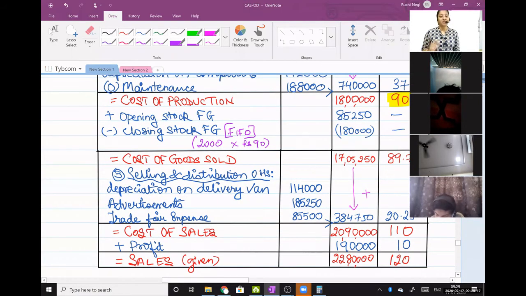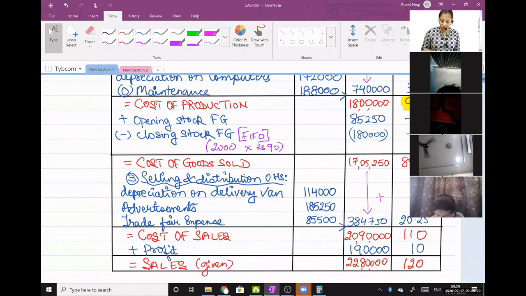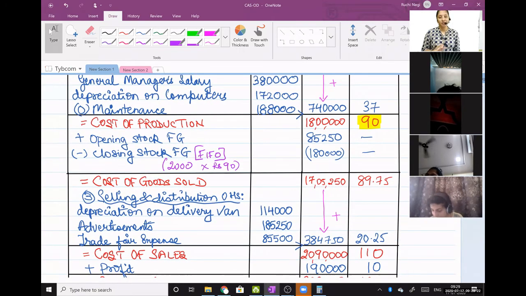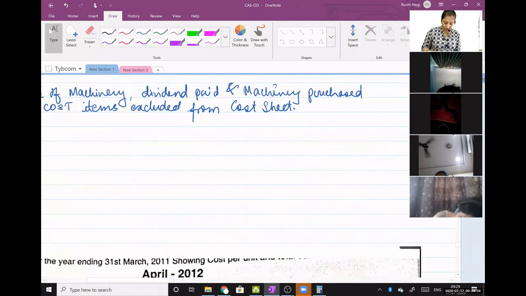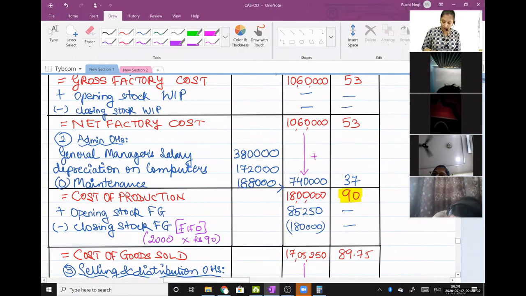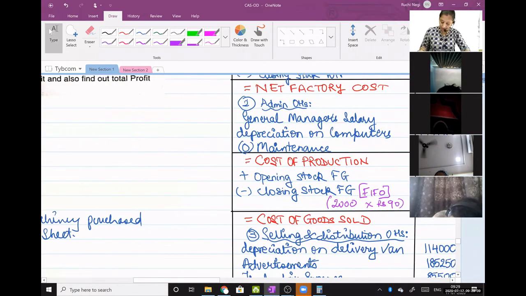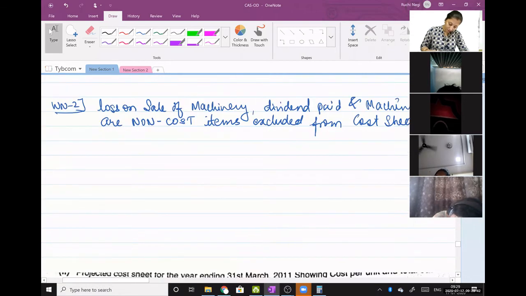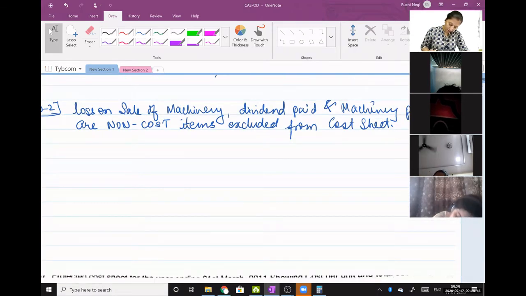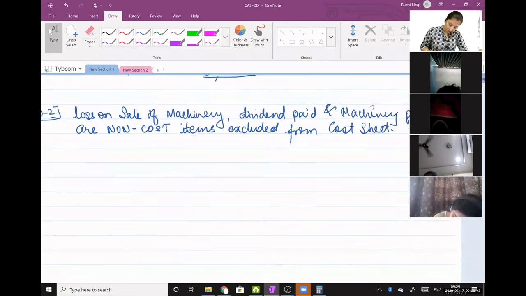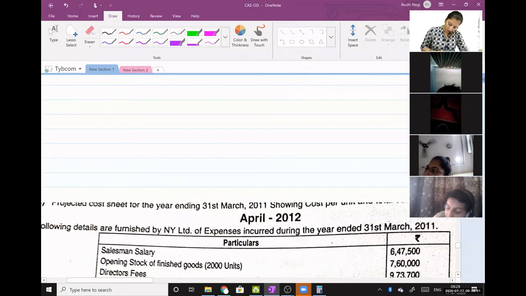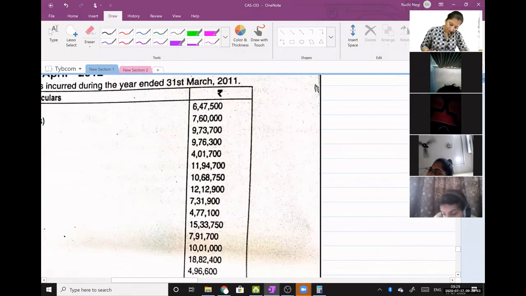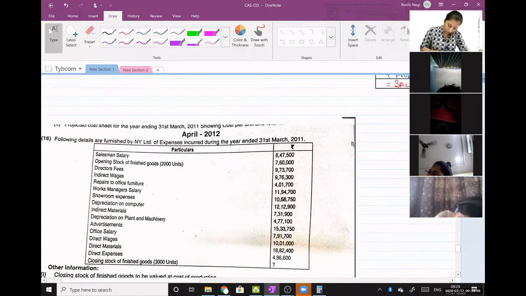Now the same sum, but with which method? Weighted average. Okay, so up to cost of production, the steps will be the same. There will be no change in the final answer up to COP. So I'm not redoing obviously the whole sum again. I'll be doing it here. I'll take this a little down.